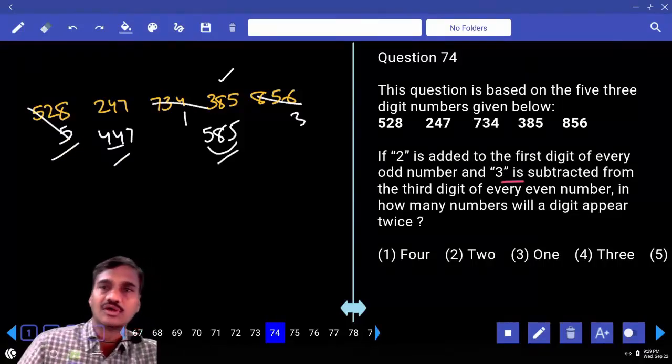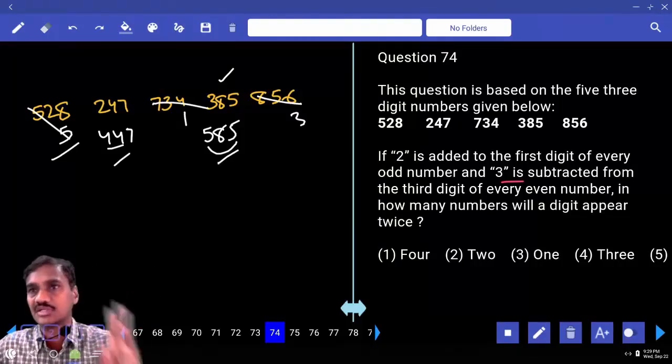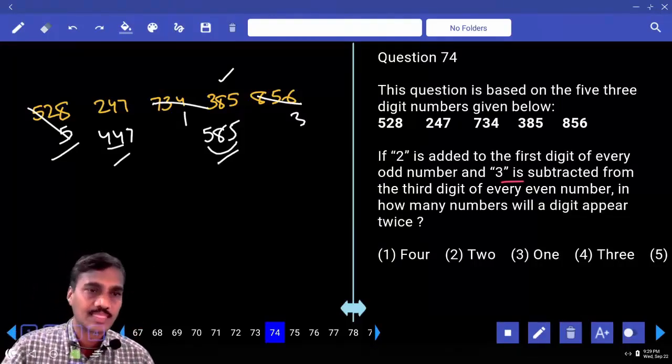And all together in how many numbers? In 3 such numbers a digit will be repeated twice.